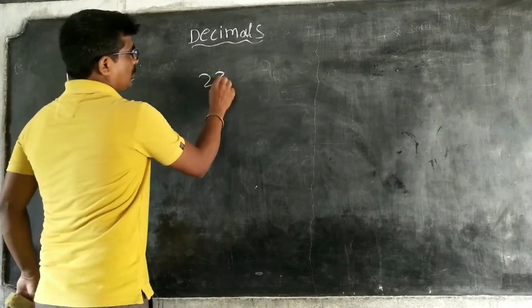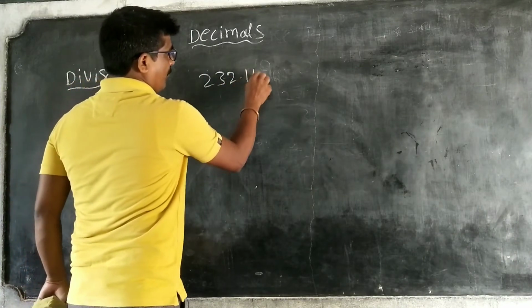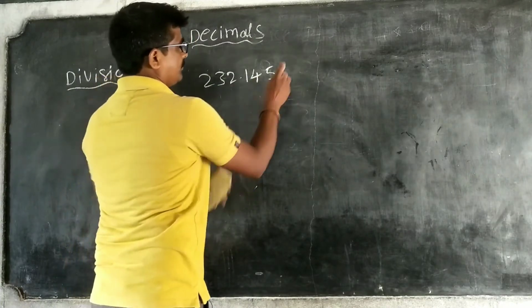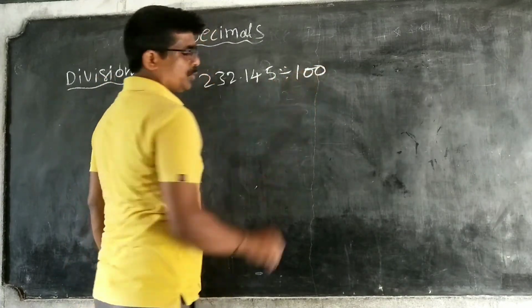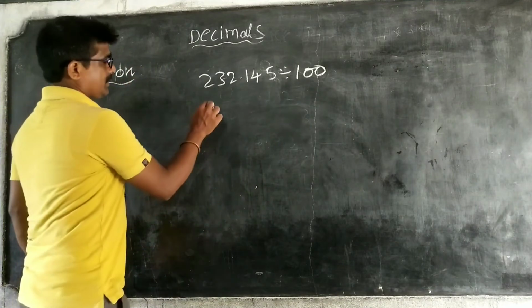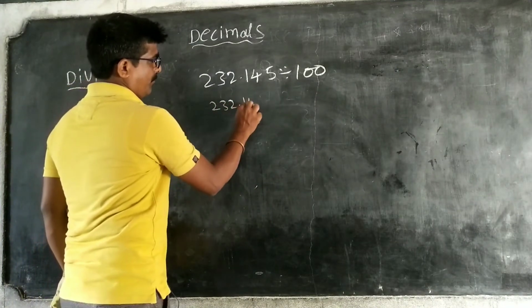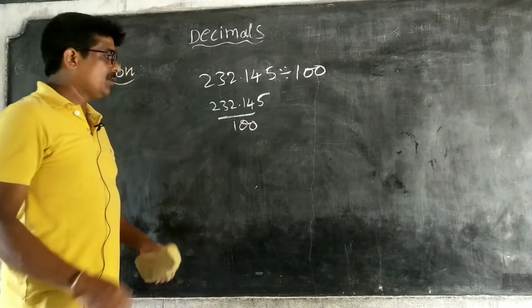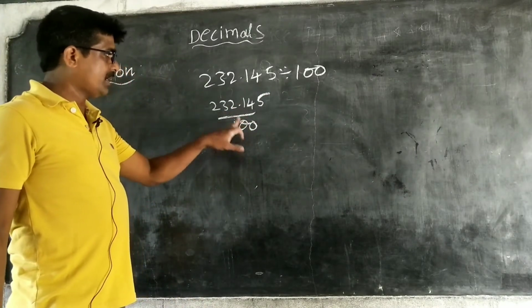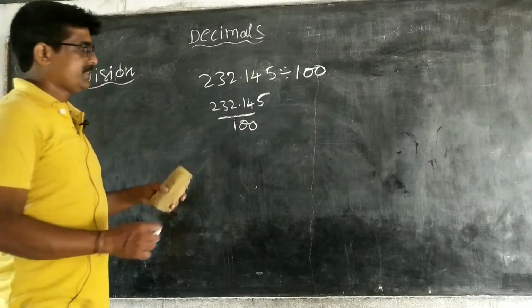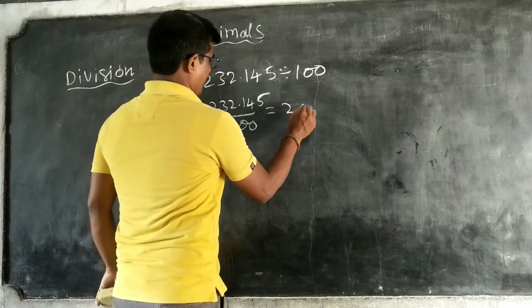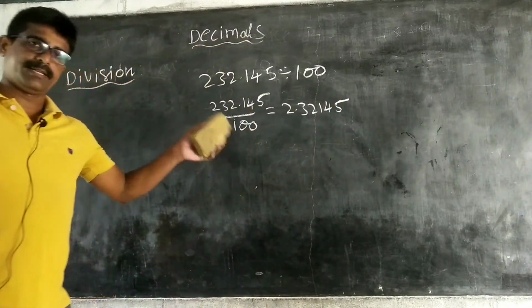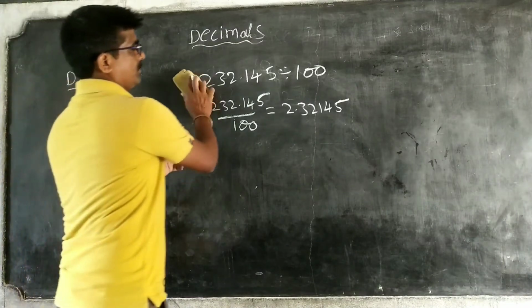Next, I have to do 232.145 divided by 100. How do we do it? 232.145 divided by 100. So what we have to do? How many zeros? 2. That many digits you have to move this side. That is equal to 2.32145. Okay. Right. Next, another example.